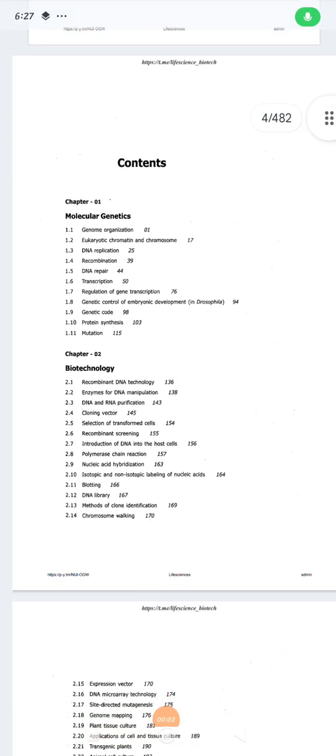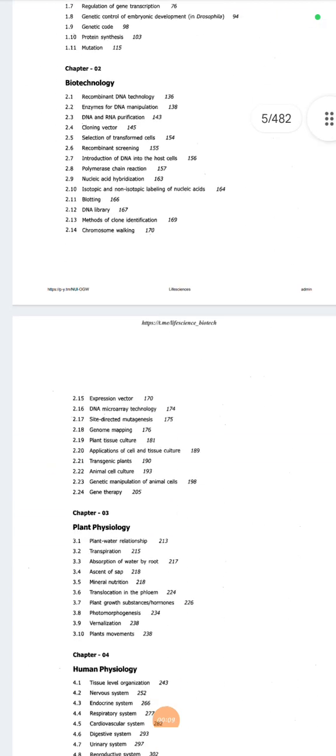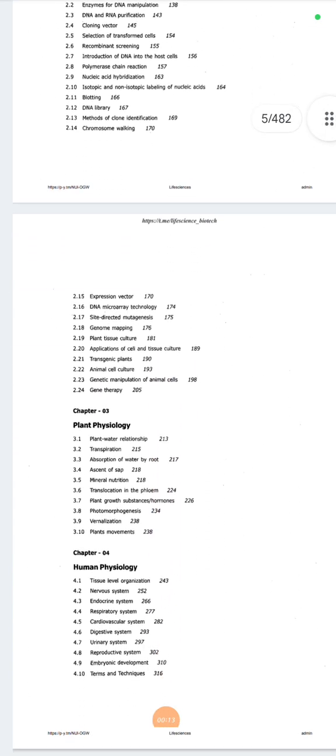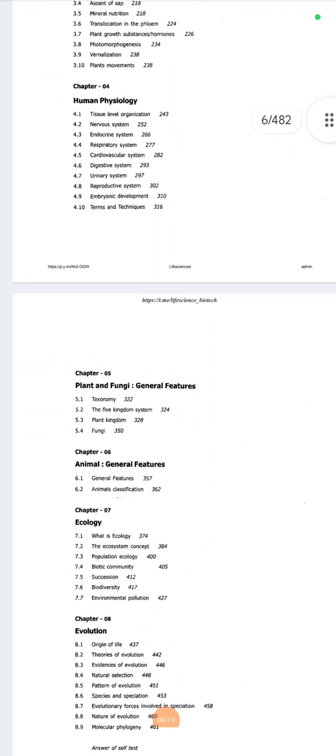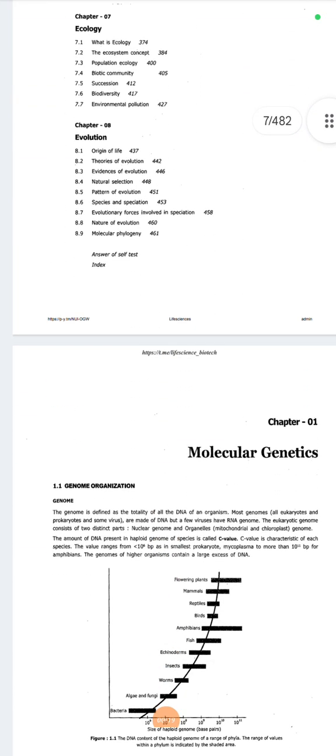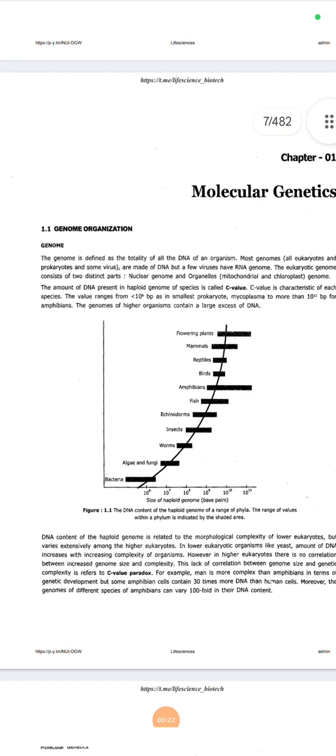Hi friends, today we will revise from the Pathfinder book, and the first topic we are going to study is molecular genetics. In this book there are molecular genetics, biotechnology, plant physiology, human physiology, plants and fungi, animals, ecology, evolution. So let's start with molecular genetics first.